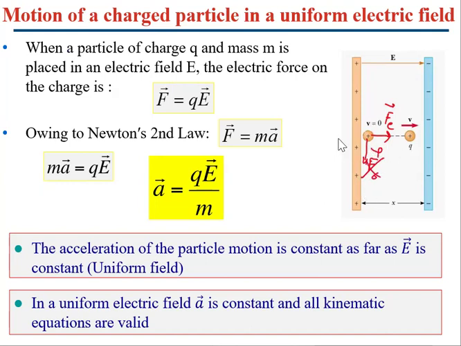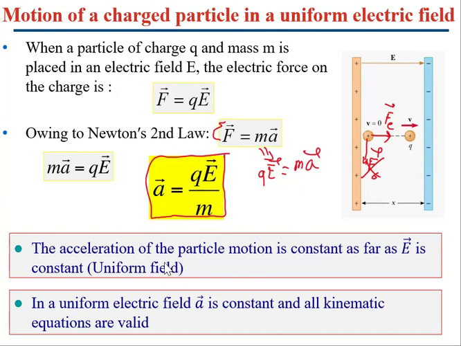So according to Newton's law, the sum of the forces equals MA. We have only the electric force, which is QE. So QE equals MA. By arranging this equation, we get the acceleration equal to QE over M. This is the acceleration of the point charge between the two plates. The acceleration of the particle is constant as long as E is uniform.